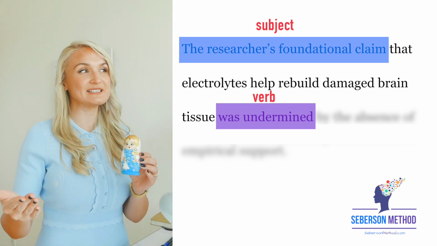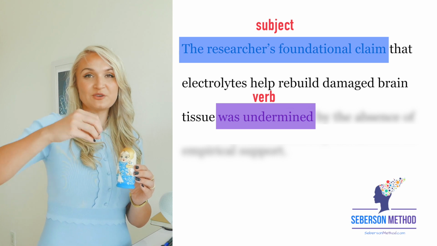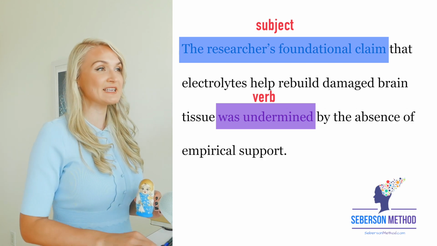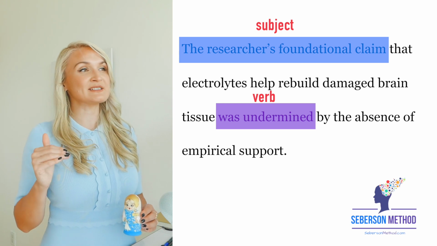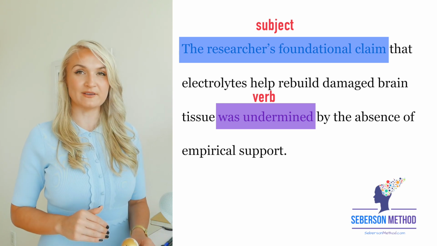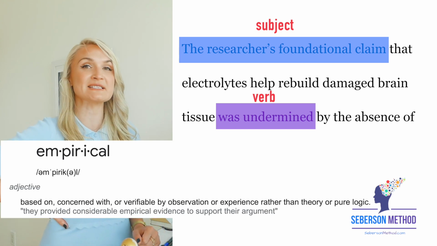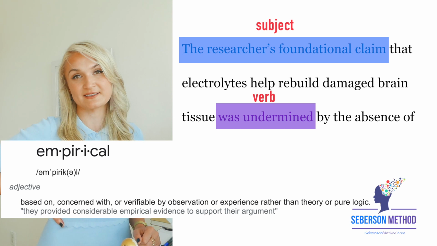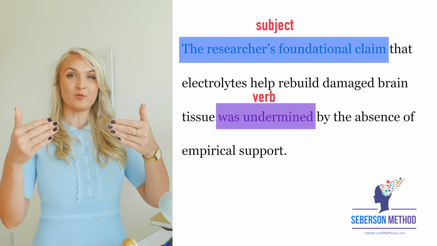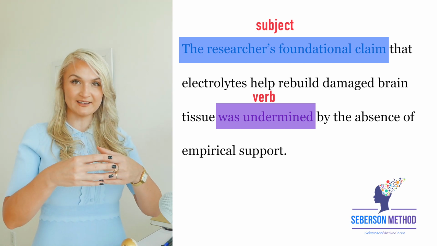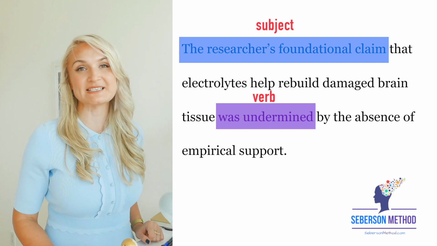Does the sentence really say that electrolytes help rebuild damaged brain tissue? No, it doesn't. And if you keep growing it out, you will see the reason why that claim was undermined. It was undermined because of the absence of empirical support. If you don't know what empirical support means, immediately write that down. Empirical means supported by science. This exact pattern of matryoshka sentences, where there is a meaning inside and then it's being overruled by the outer sentence, shows up on the SAT a lot.